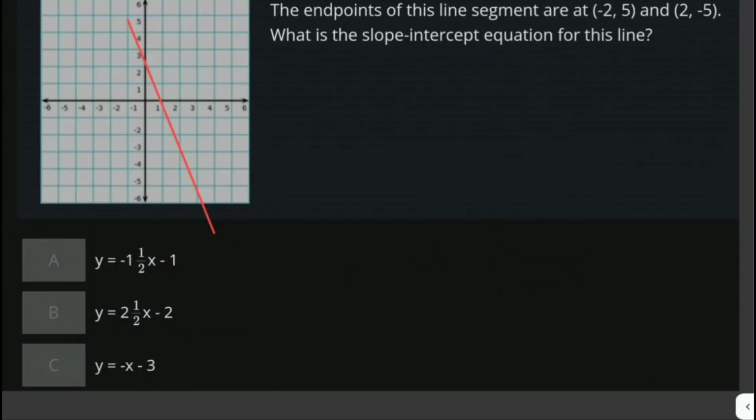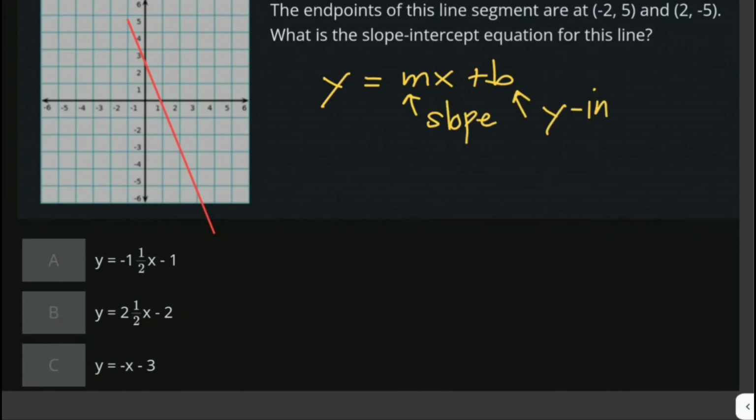The endpoints of this line segment are at -2, 5 and 2, -5. What is the slope-intercept equation for this line? So the slope-intercept form is just y equals mx plus b, where m is the slope and b is the y-intercept.